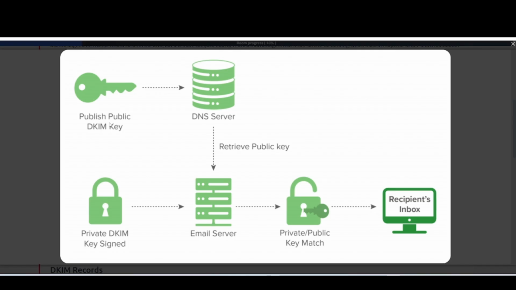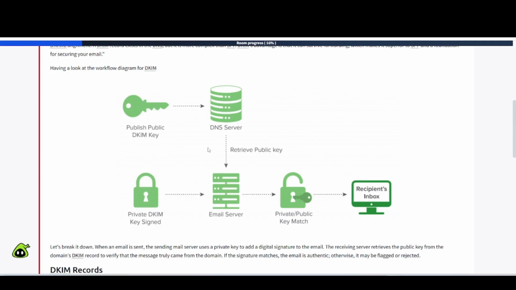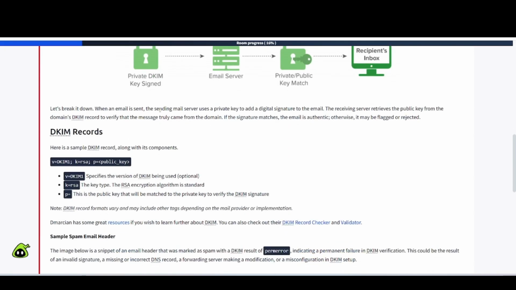Having a look at the workflow diagram for DKIM. So you have the public key for DKIM, DNS server, retrieve public key, you have the email server there, private DKIM key signed, you have the private-public key match, and then it goes to the recipient's inbox, and I'm pretty sure it's going to explain that here. Let's break it down. When an email is sent, the sending server uses a private key to add a digital signature to the email. The receiving server retrieves the public key from the domain's DKIM record to verify that the message truly came from the domain. If the signatures match, the email is authentic. Otherwise, it may be flagged or rejected.